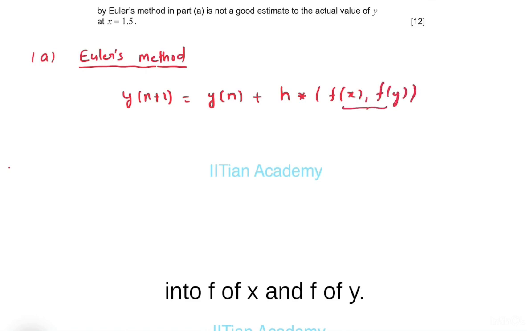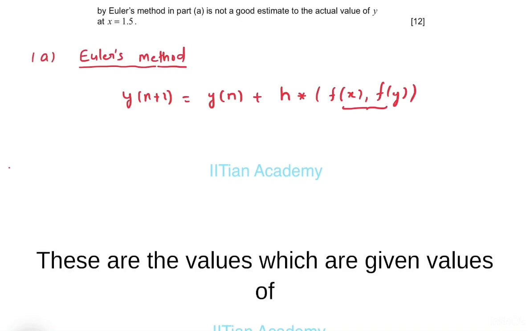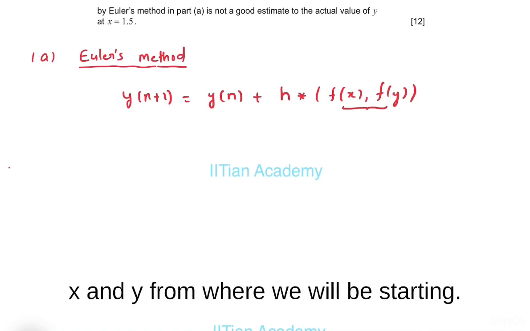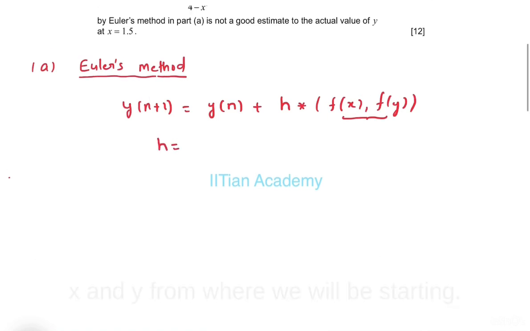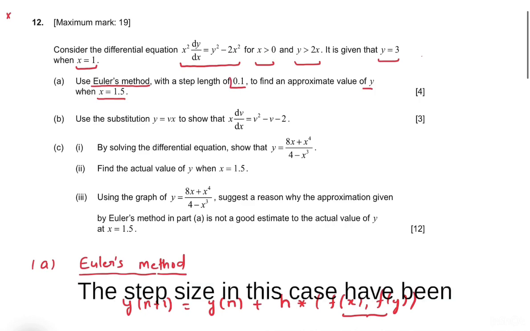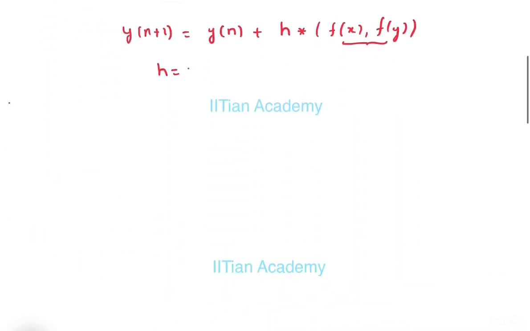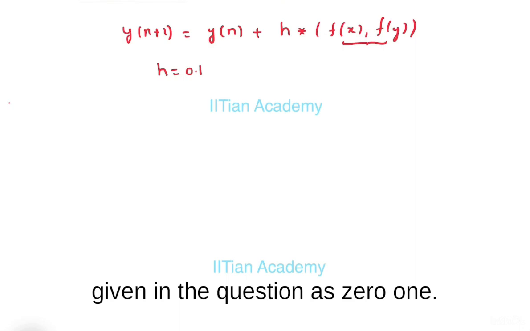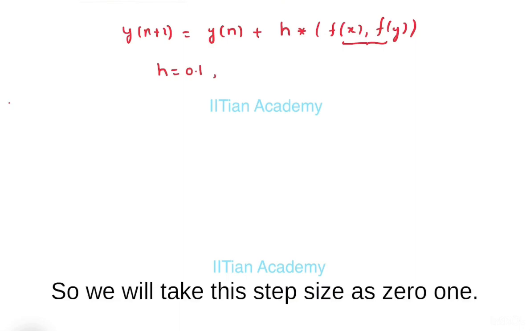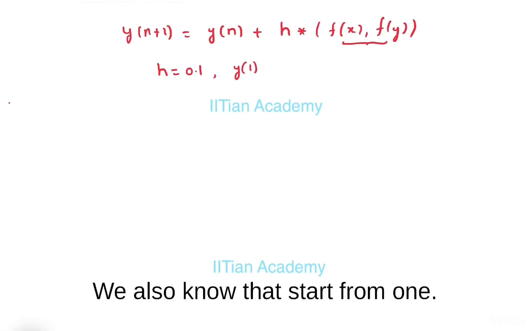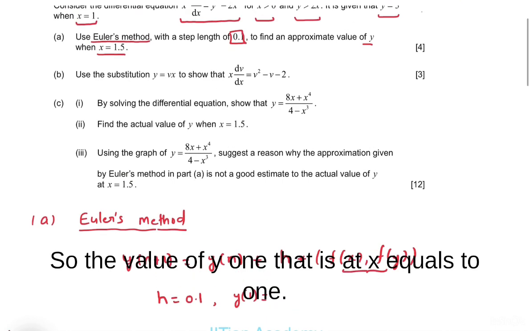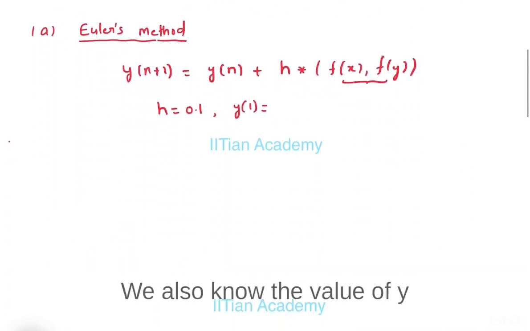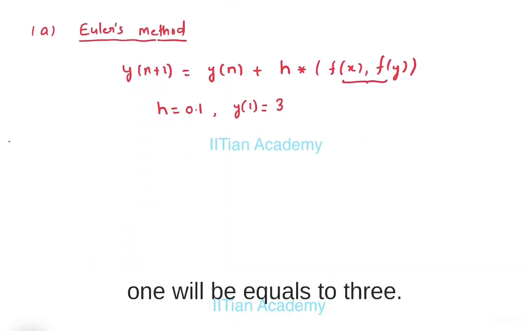x and y. These are the given values of x and y from where we will be starting. The step size in this case has been given in the question as 0.1. So we will take this step size as 0.1. We also know that we start from 1. So the value of y1, that is at x equals 1, we also know will be equal to 3.